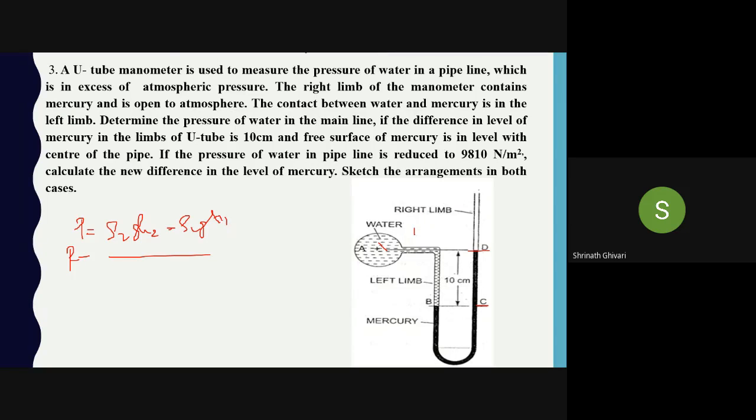So here is the statement: determine the pressure of water in the main line. So I have calculated this. This is the first part of the problem. Now, what it's saying is, if the pressure of water in the pipeline is reduced to 9810. When I calculated this pressure of water, it was around 12,360 newton per meter square. Which one is greater, this one or this one?